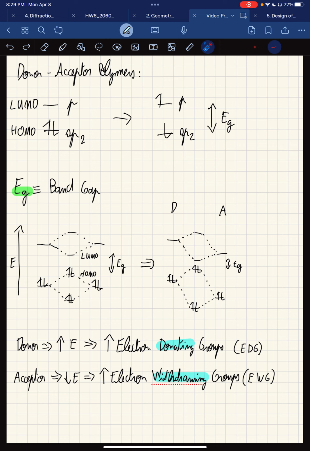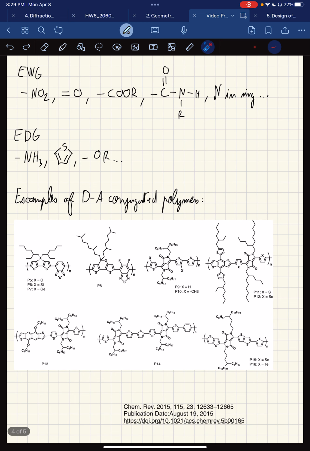Our donor section, to allow for this higher energy, we will introduce electron donating groups. This will push our energies up. For the acceptor units, we will instead put electron withdrawing groups, which will push our energies down. Typical electron withdrawing groups include nitroxy groups, carboxyl groups, etc., electron donating groups, your amines, thiophenes, things you can most likely learn in your typical organic chemistry class.